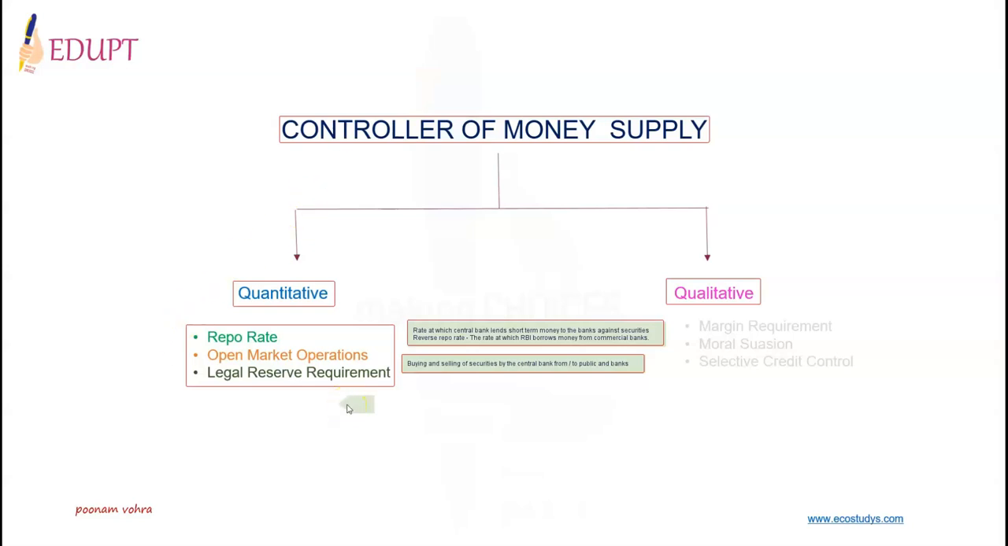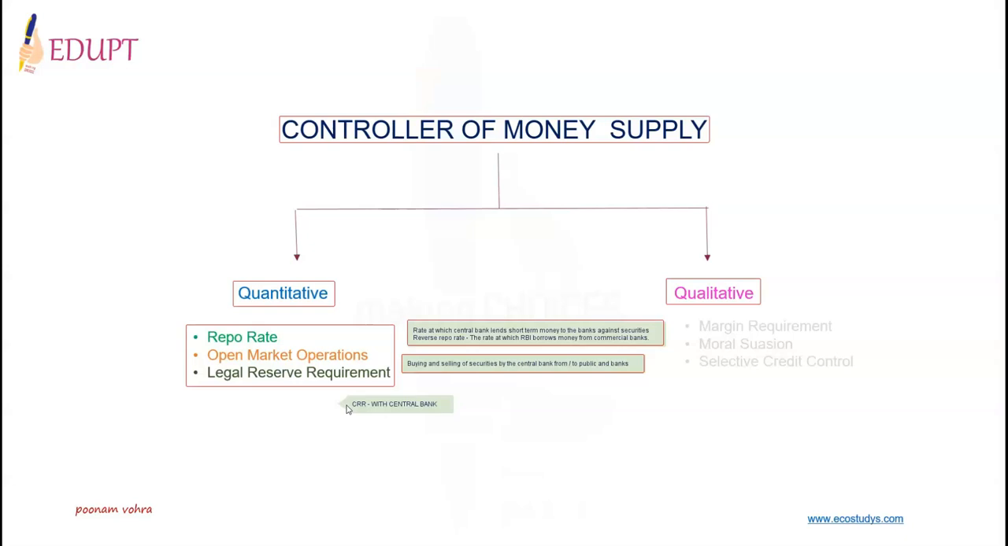Legal reserve requirements. According to the variable reserve ratio method, commercial banks are obliged to maintain reserves. They are required to maintain reserves on two accounts. One, cash reserve ratio, that is a minimum percentage of net demand and time liabilities to be kept by the commercial banks with the central bank.